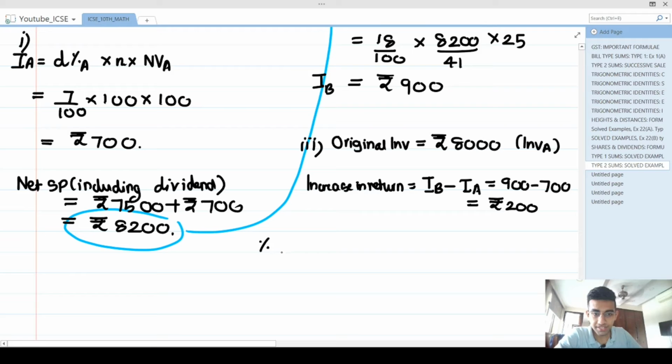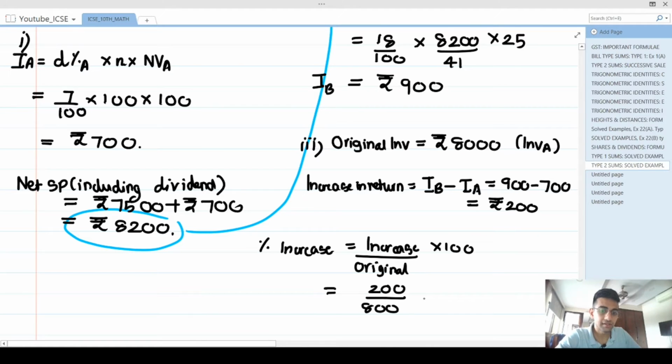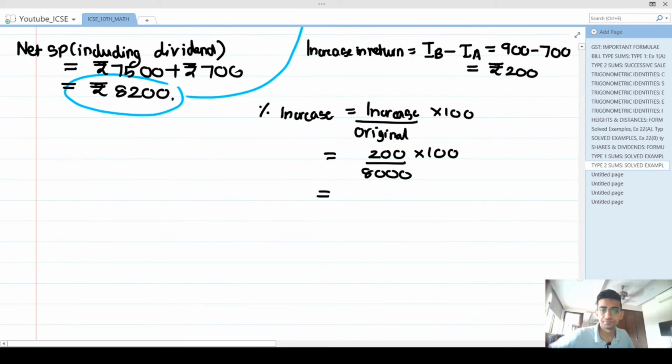So what is percentage increase? Percentage increase is equal to increase upon original times 100. So we get 200 upon 8,000 times 100. What will this be, guys? Very simple. That's 200 divided by 8,000 into 100. Your increase is 2.5%. This is your percentage increase.